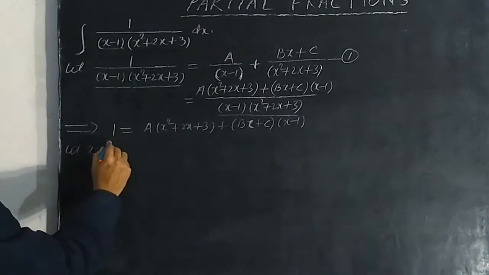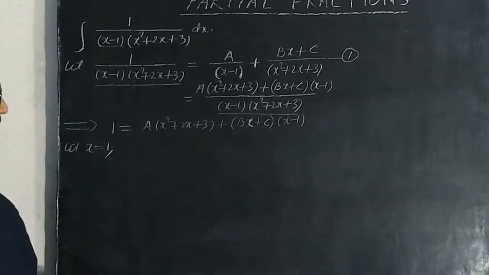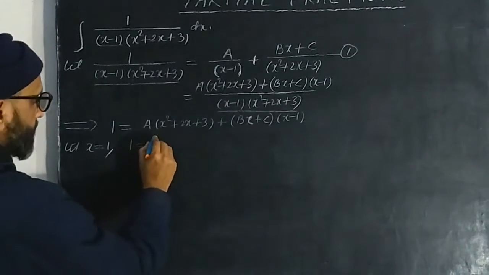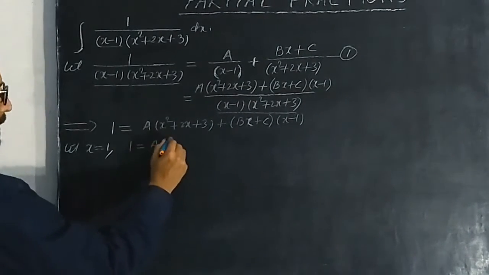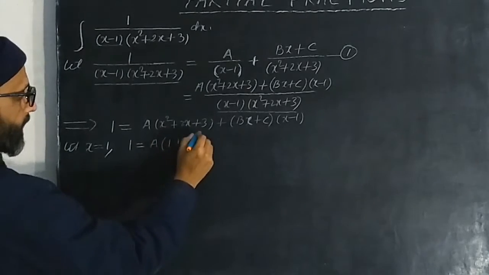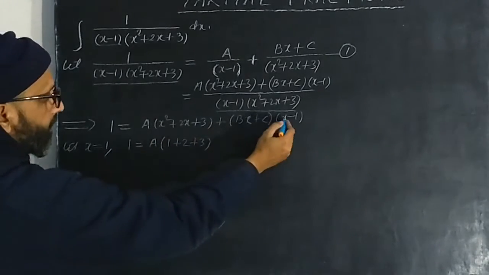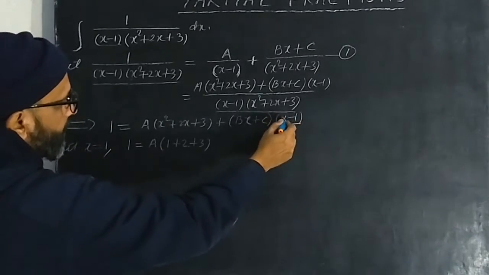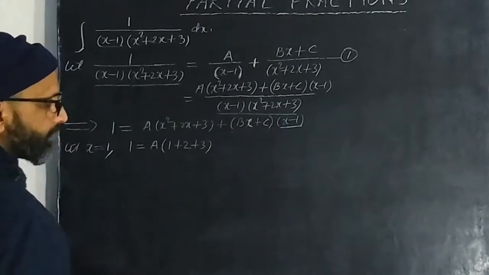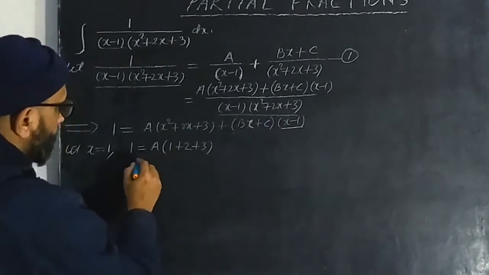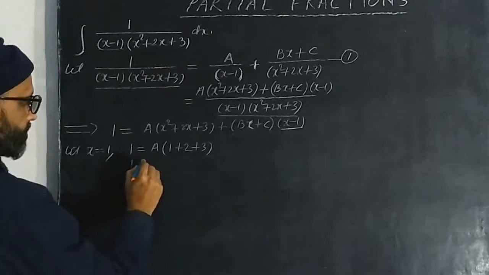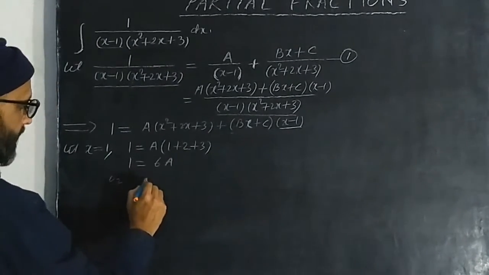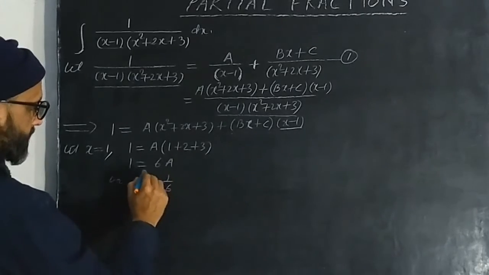Now let x is equal to 1. We get on the left hand side 1 because this is constant, and here we write a. 1 square is 1, 1 into 2 is 2, and 3 as it is. And here, because of this binomial, we substitute 1 and get 1 minus 1, 0. So the whole term becomes 0. So we get only 1 is equal to 6a, or a is equal to 1 upon 6.